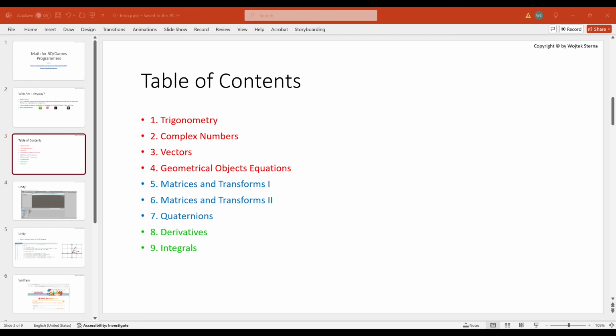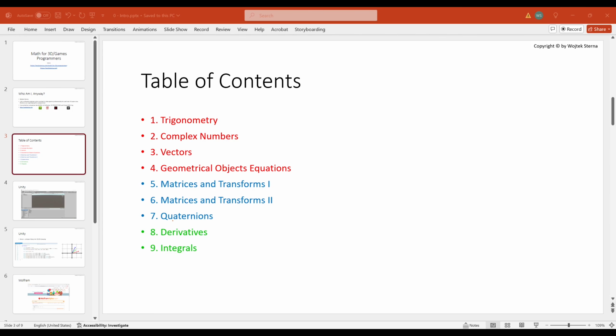Then we talk about vectors, which is something you find covered everywhere. Apart from standard vectors discussion, we will also present certain useful algorithms here. Chapter 4 uses information from chapters 1 to 3 to mathematically describe the most important geometrical objects that we use in 3D programming. In chapters 5 and 6, we discuss matrices and transforms, or transformations, which we use for manipulating objects in 3D space. This topic is so large and important, but it is split into 2 chapters.